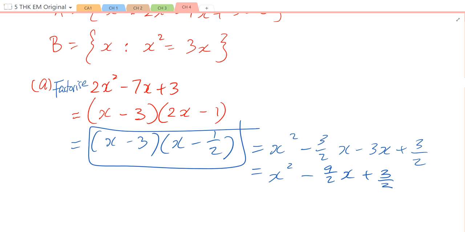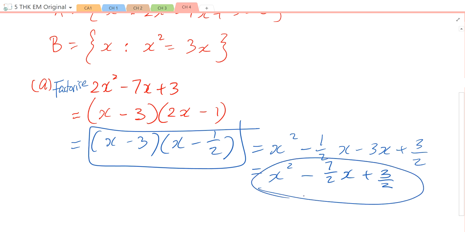Okay, give me a moment. This is not 3 over 2x. This is half x. Right? Then minus 3x. Okay. So now this is minus 7 over 2x. So do you see that this is not equal to this? They're not equal, right? How different are they? By a multiplication of 2. Only when I multiply this by 2, then they'll be the same.